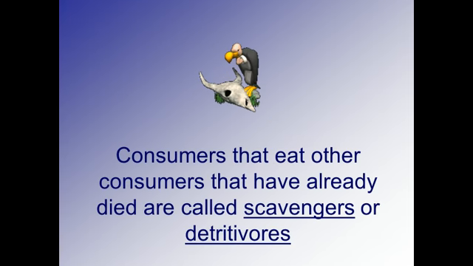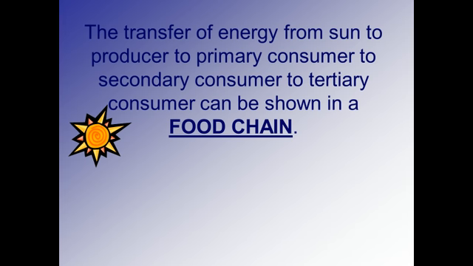On the other hand, if, like this turkey vulture, you are a consumer that eats other animals by basically finding things that have already died, then we would call you a scavenger or a detritivore. A detritivore refers to something that eats detritus, which is just generally decomposing stuff, a mixture of plant and animal material.